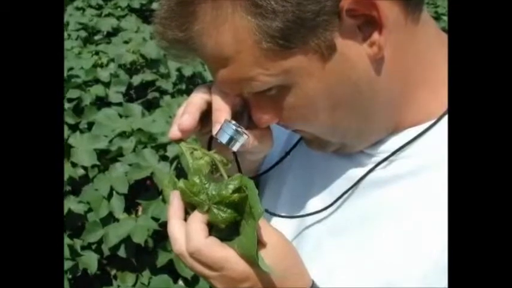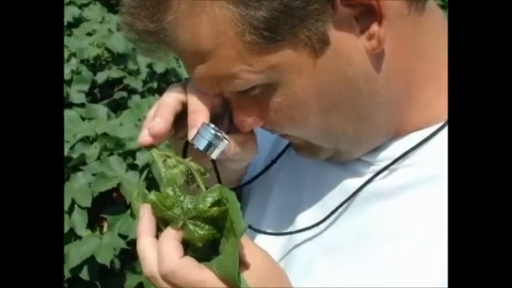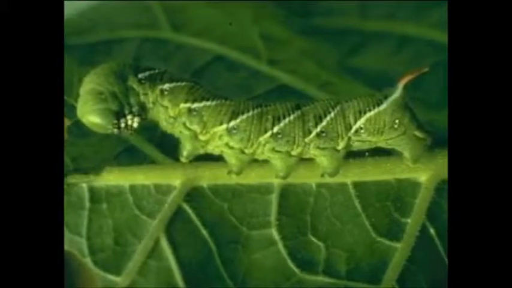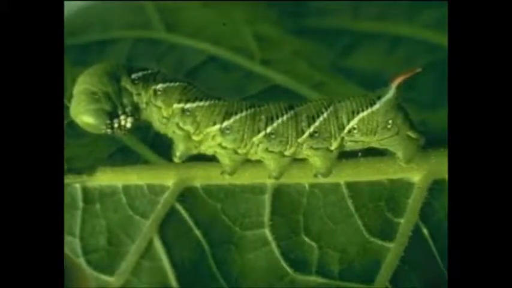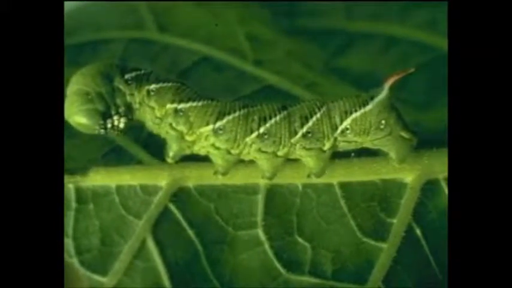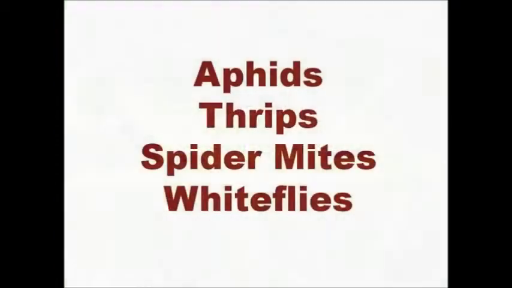Correct identification is the most important step in insect and mite management. Although there are numerous insects that attack greenhouse crops, most severe problems are caused by very few common pests, including aphids, thrips, spider mites, and whiteflies.